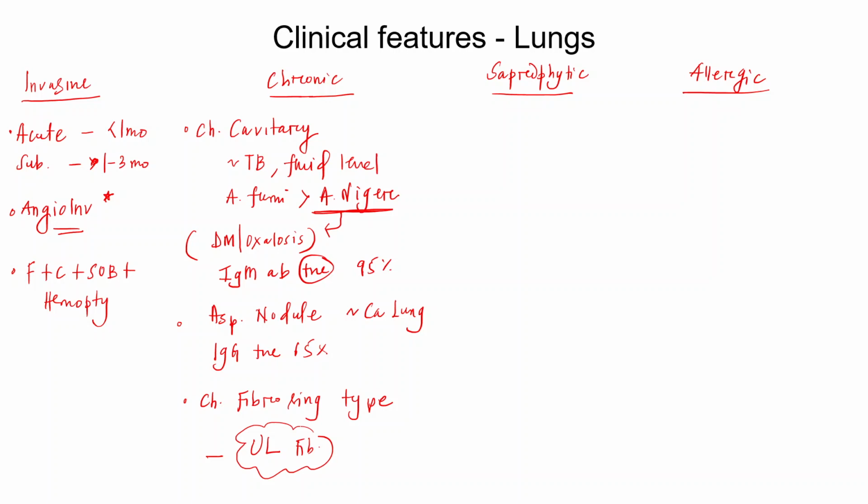Now these are the chronic manifestations in the lung for aspergillosis. Now coming to the saprophytic type of infection. The first one is aspergilloma. Aspergilloma is usually a late manifestation of aspergillus infection. These patients will present with cough, hemoptysis, and constitutional symptoms like weight loss, fatigue and other constitutional symptoms.